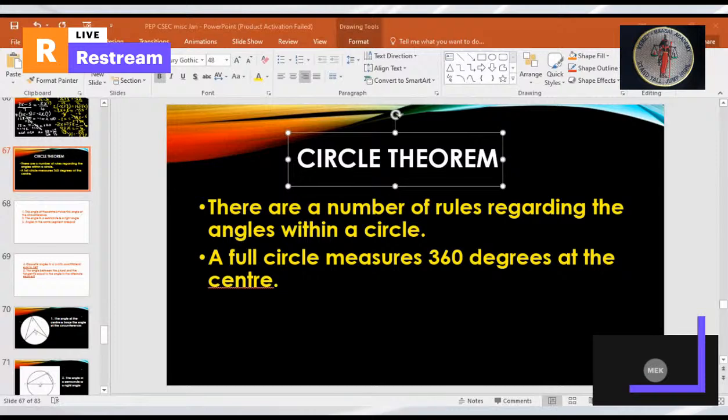So I'm going to start by doing just a quick overview of the 5 rules we're going to be looking at, and then I'm going to go through each rule more in depth. Remember, when we're talking about a circle, we all know what a circle is, right? It's a series of points that rotate around a central point. The angle at the center is 360 degrees.